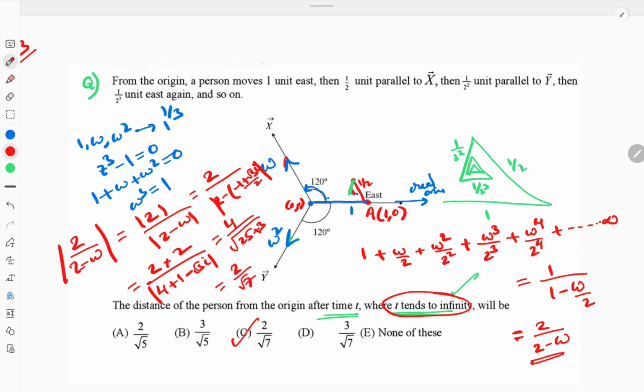So it's a wonderful application of complex numbers, particularly nth roots of unity. When the question is related to geometry, it can be applied.